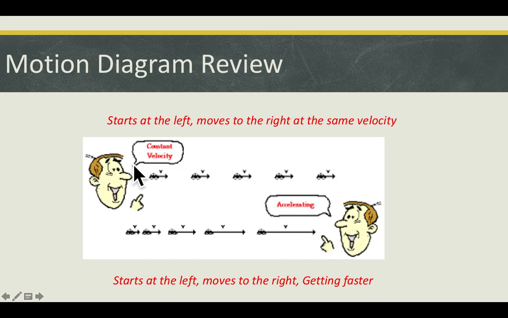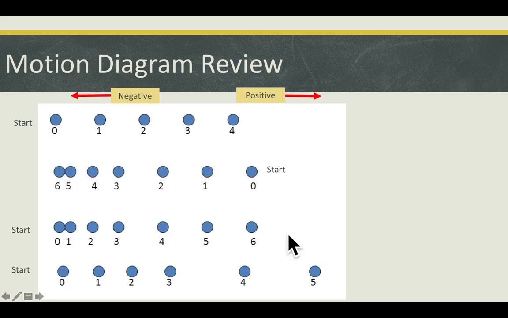So the one at the top shows a constant velocity since it's covering equal distances in equal time intervals, and the one on the bottom shows acceleration since it's covering changing distances in equal time intervals. This one happens to show getting faster since the vectors are getting longer. Okay, let's again do a quick review here.